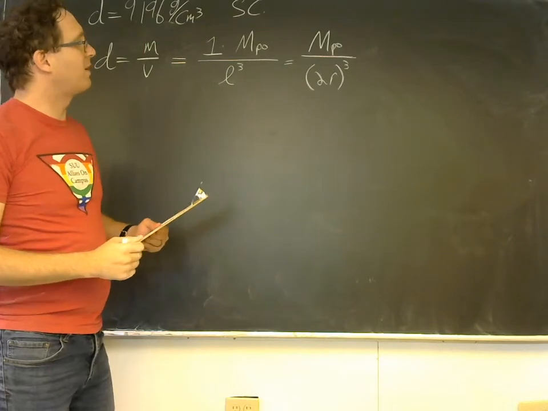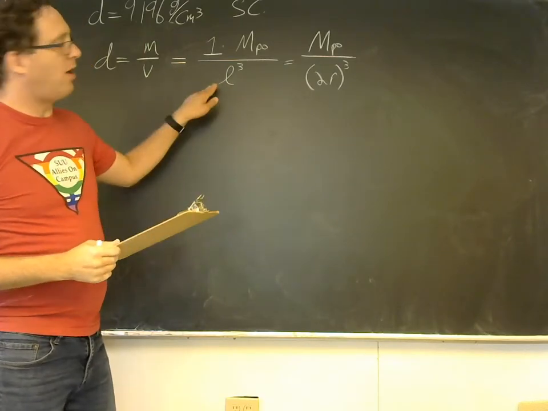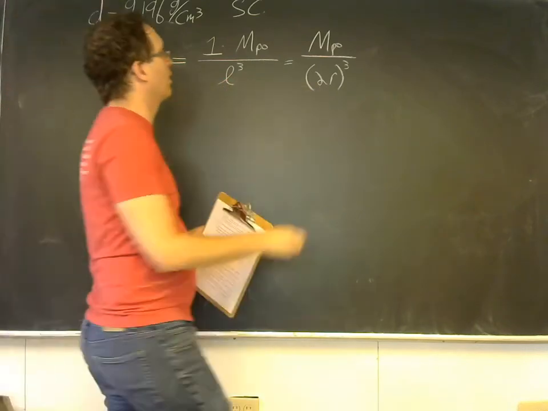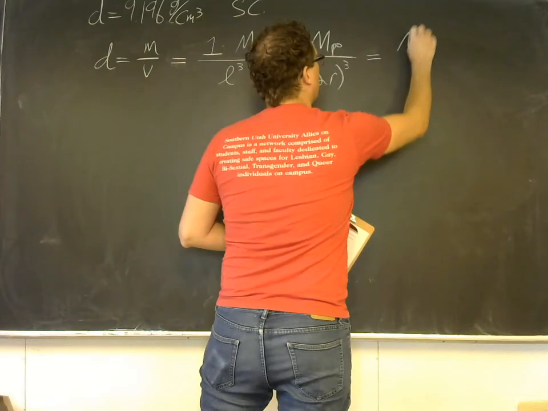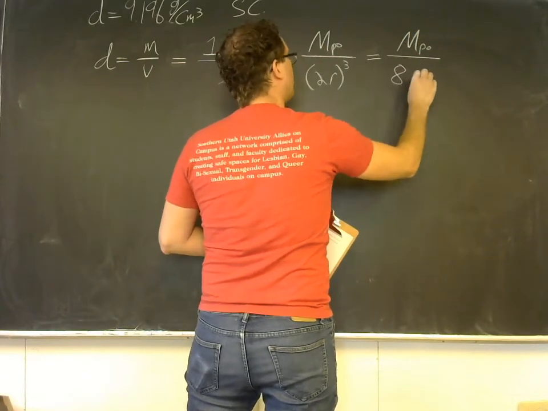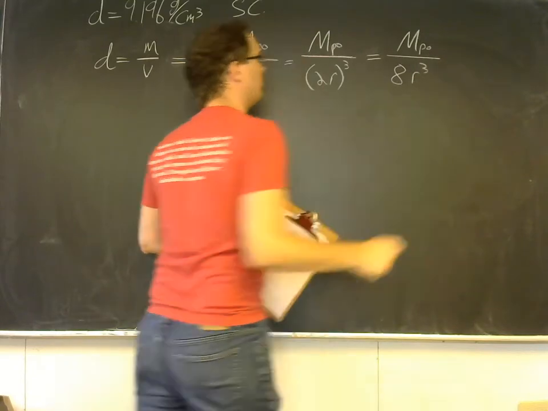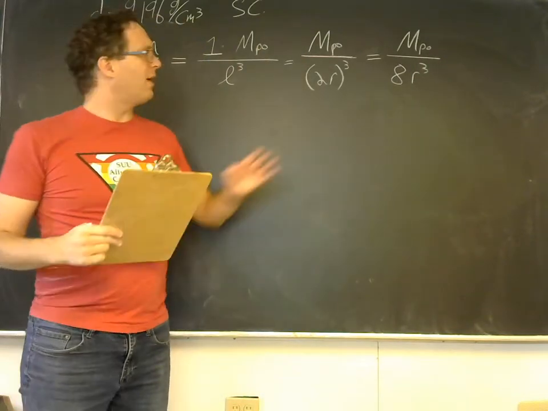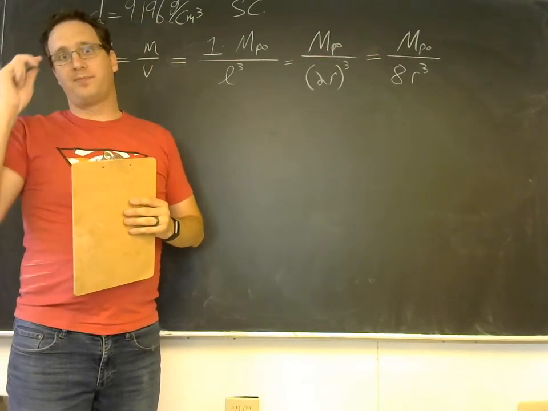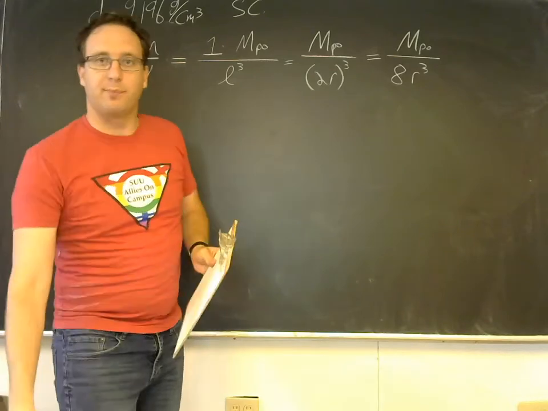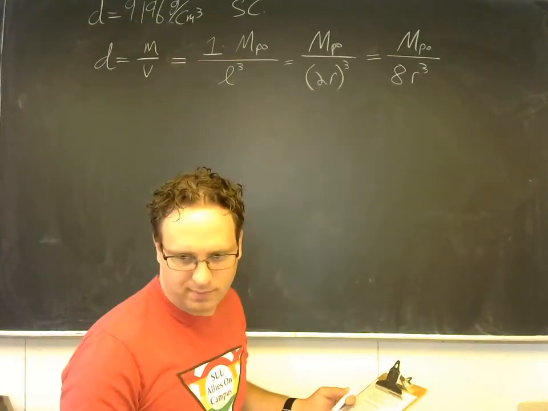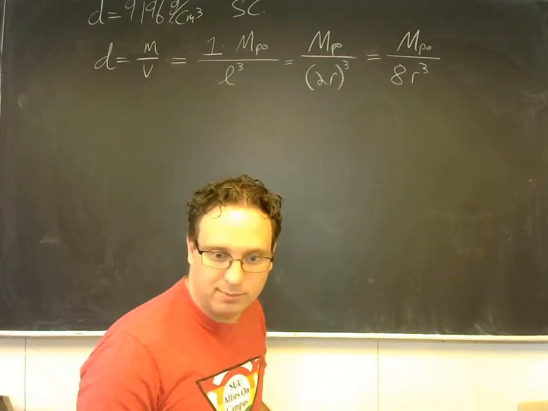And so the atomic radius is related to L for a simple cubic as L equals 2R. If we have L cubed, then we have 2R cubed, which is going to be the mass of a polonium atom divided by 8R cubed. Okay, so now we've simplified it as far as we can, and we need to put in some real numbers. So give me a sec to look up the atomic weight of polonium.